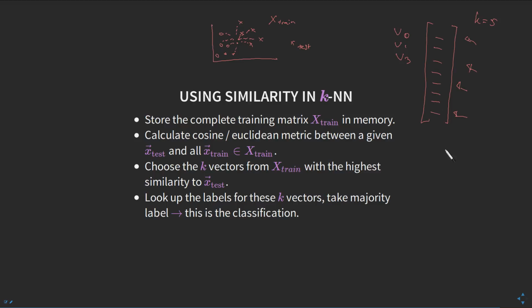Then we can look up in Y train what the labels were of these vectors. So for k is 5, we get a list of 5 labels. So say this is class 1, class 1, class 1, and then we have 2 with class 2. Then we just do a majority vote, and we say our classification is class 1 for this guy right here.